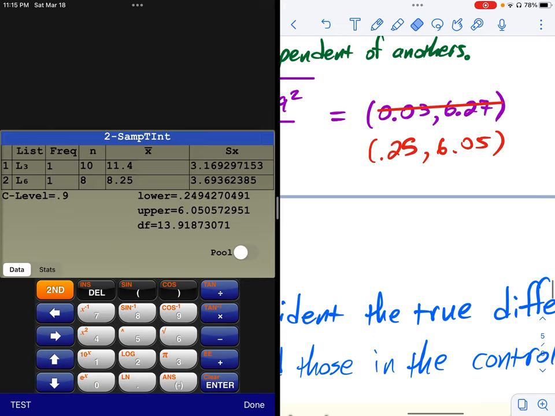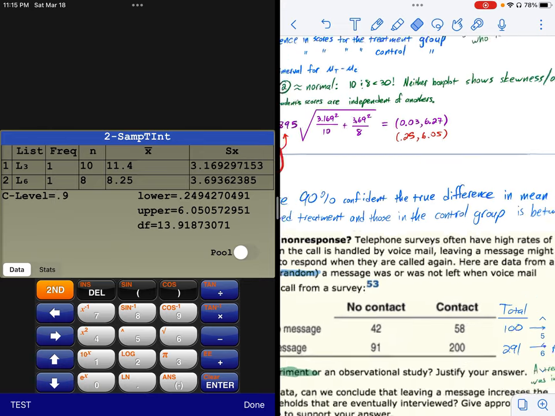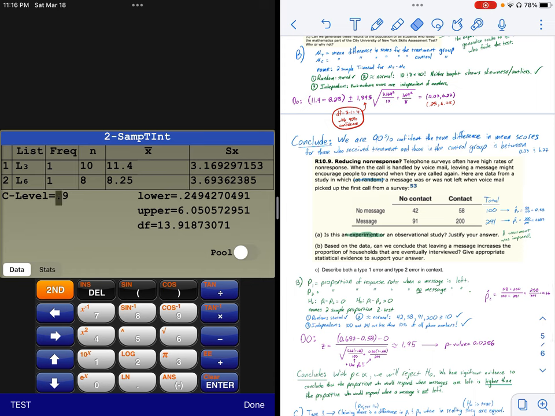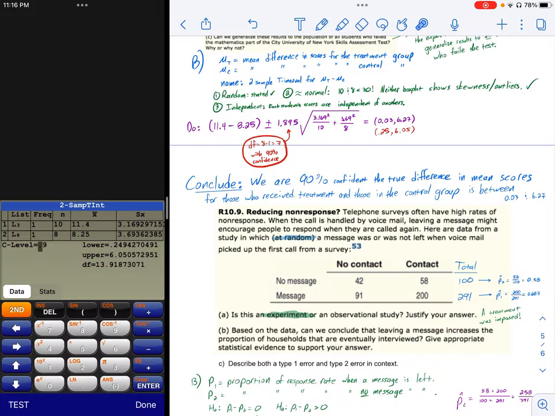So, there we go. Then you conclude we're 90% confident the true difference in mean scores for those who receive treatment versus those in the control group is between 0.03 and 6.27 in their scores. So everybody made an improvement because 0 is not in here.